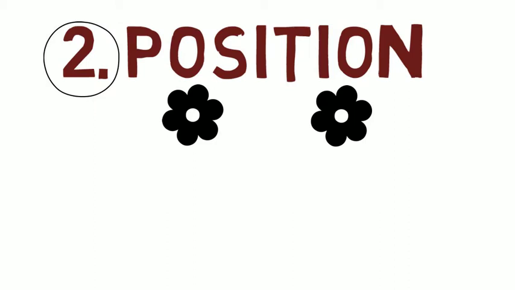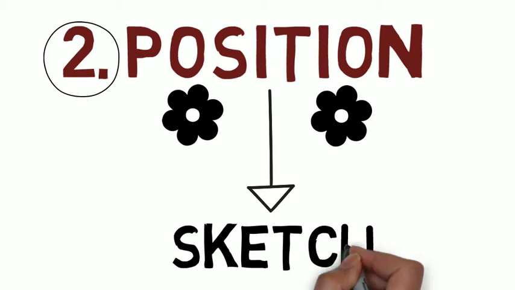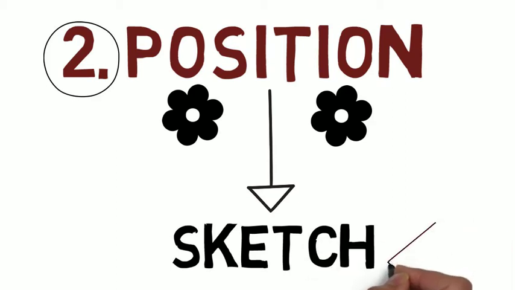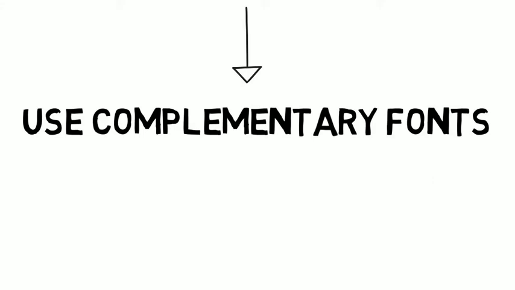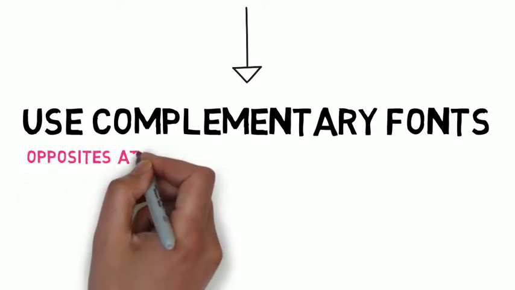Number 2, positioning the elements and fonts. There are 6 main rules to this. Number 1, sketch. This means planning out your design on paper first and then searching the net for the perfect elements. Number 2, choose complementary fonts by using the opposites attract rule.